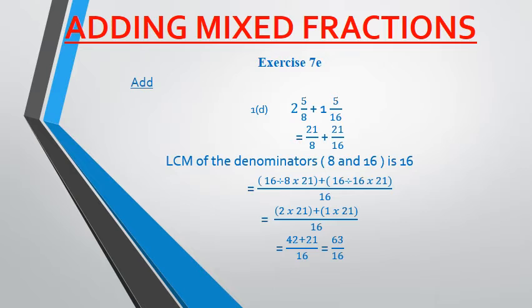So in order to get the final answer, we have to change it, because this fraction cannot be reduced further. So we will now change this improper fraction to a mixed fraction. And what do we get? We get 3 15 by 16, which is our final answer.